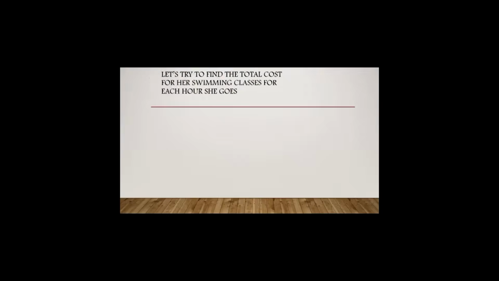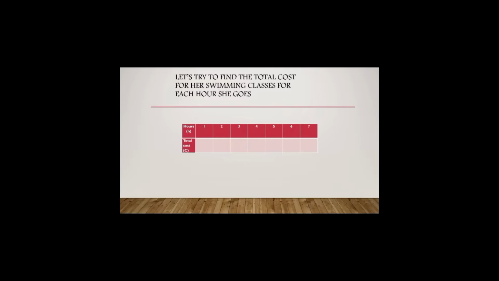Okay. So let's try to find the total cost of her swimming classes for each hour she goes. Like if she goes for 1 hour, how much? If she goes for 2 hours, how much? And so on. So for that, let's make a table. The table consists of hours in one row and total cost in the other row. So if she's going for 1 hour, the total cost would be 50 plus 15, because 50 is the deposit and 15 is the hourly payment.